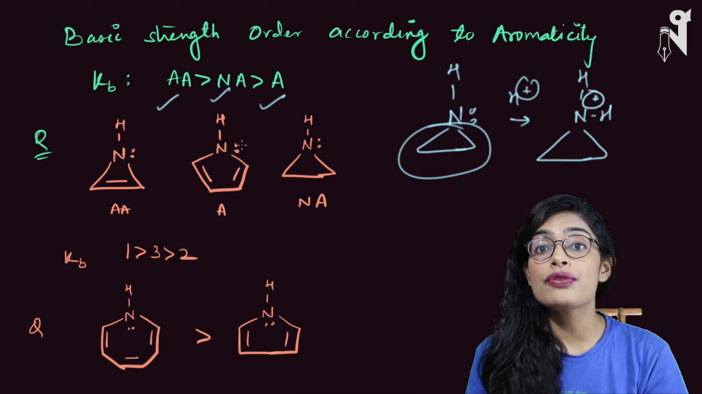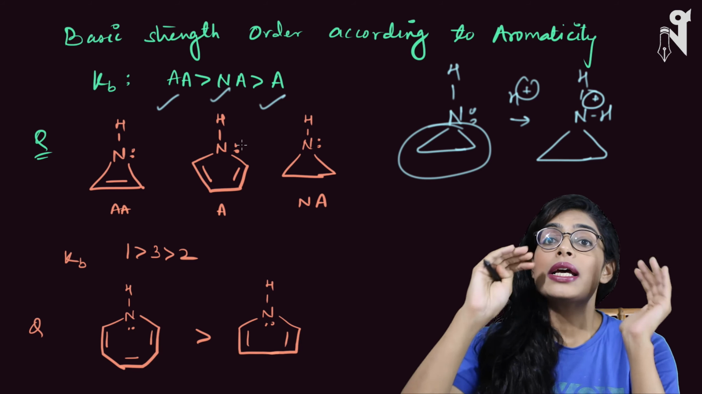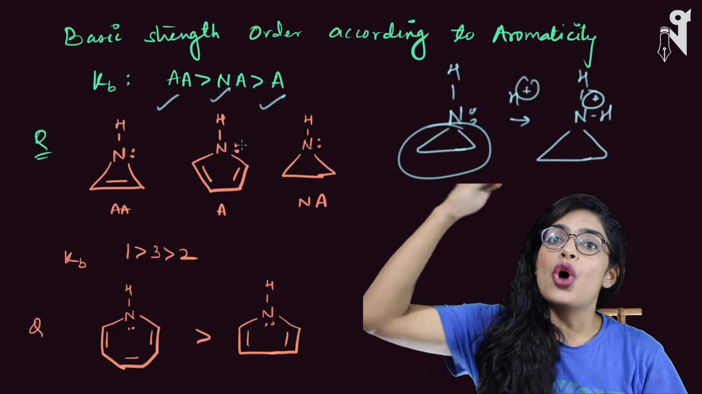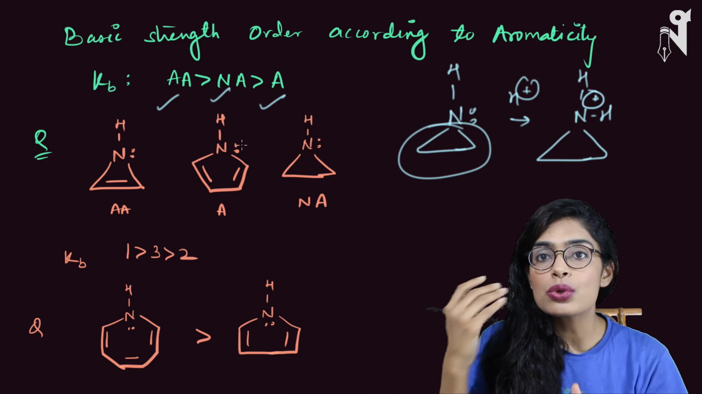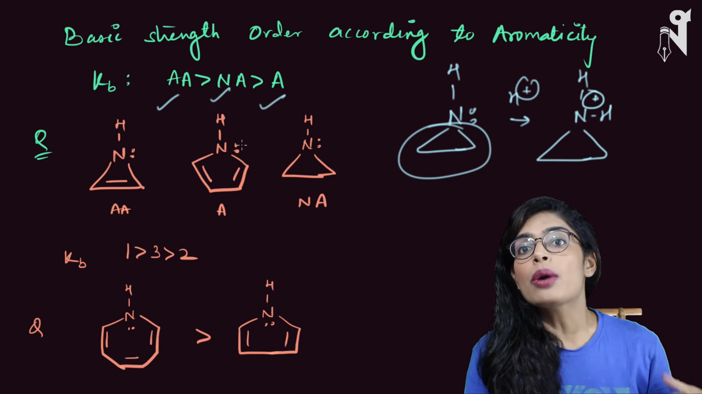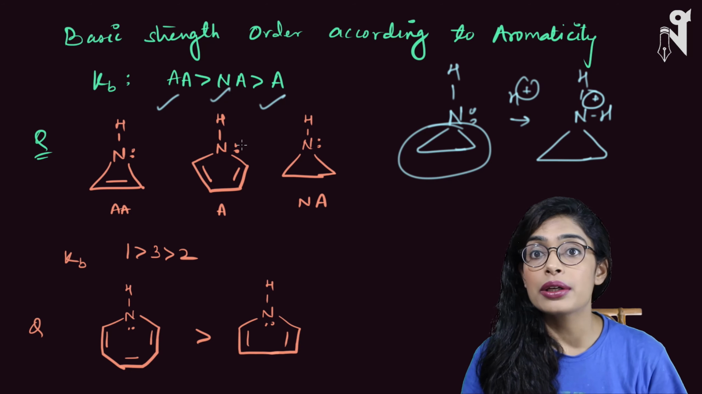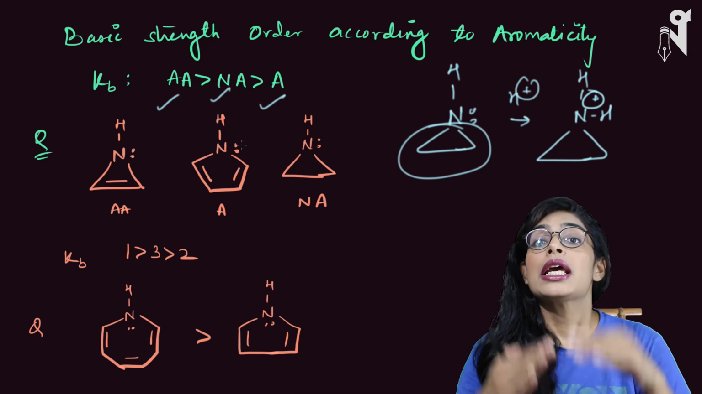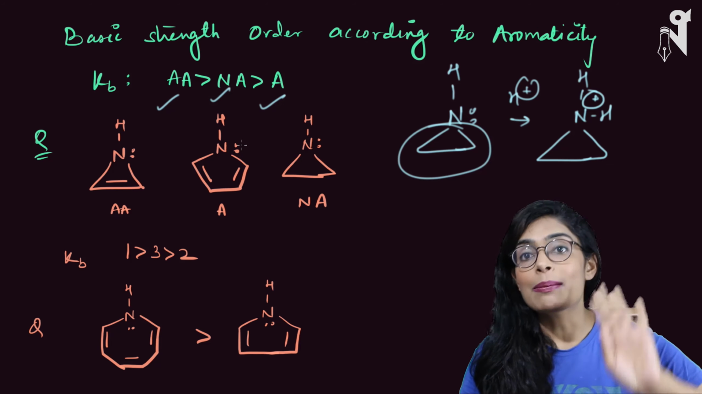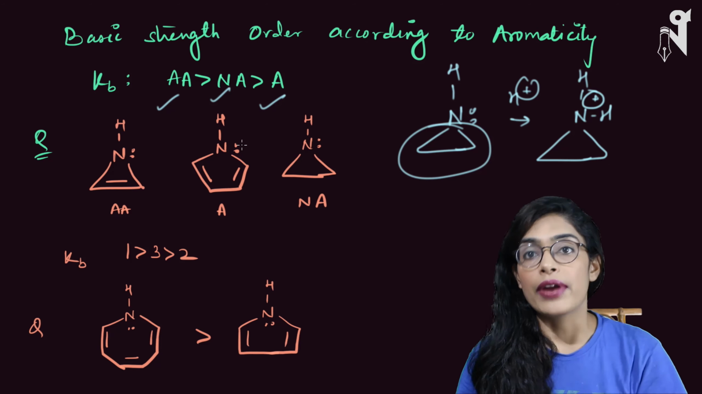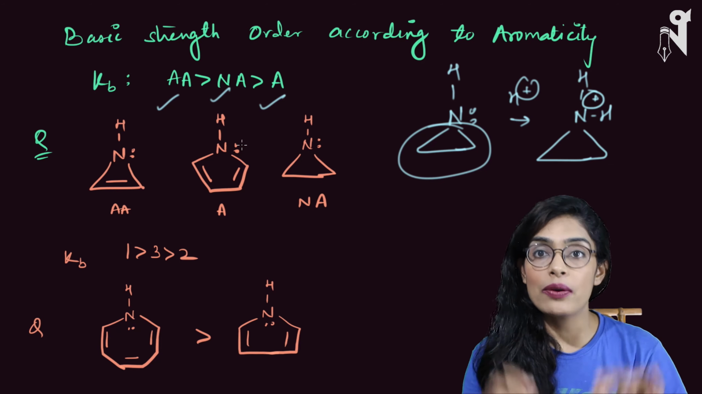So there are two different concepts. One is benzene with nitrogen on it. When nitrogen is behaving like a base, it is not breaking the aromaticity of benzene. But if the nitrogen is part of an aromatic compound, in that case, if the lone pair goes out or H plus comes in, aromaticity gets affected. So this is very, very important.